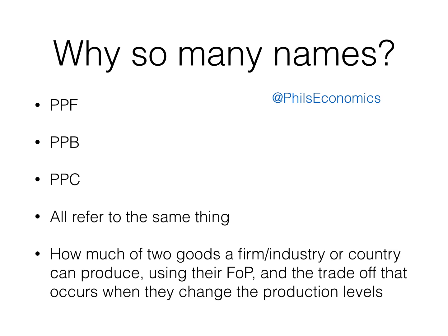And what they show is how much of two goods a firm or industry or country can produce using their factors of production and the trade-off that occurs when they change the production levels of one good. Factors of production are absolutely key here. Land, labour, capital and enterprise. Land being all natural resources, labour is all human effort, capital is man-made goods that are used to produce other goods and services, and finally we've got enterprise. The entrepreneur is the person who organises the other factors of production and takes the risk by putting them together and forming a business.